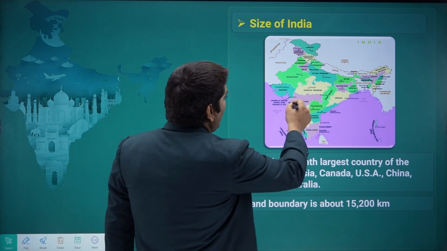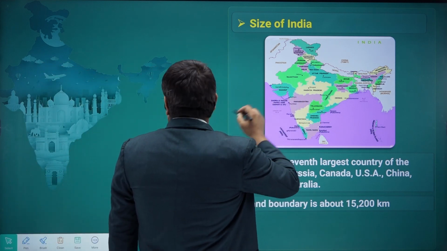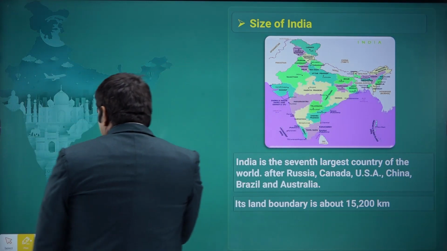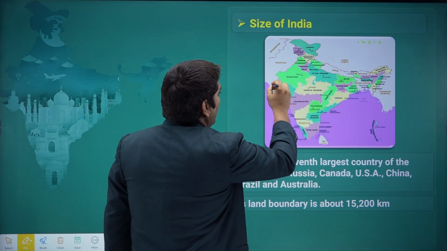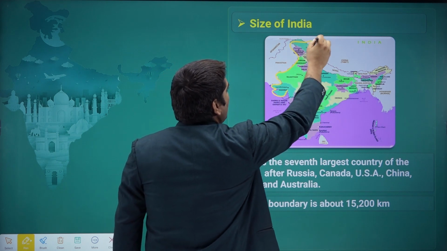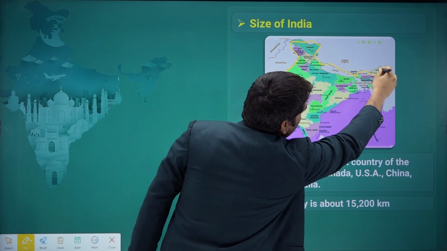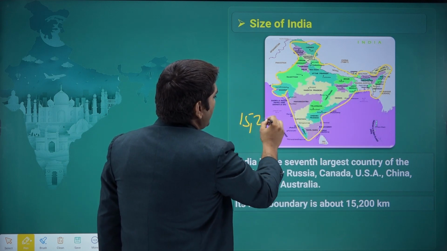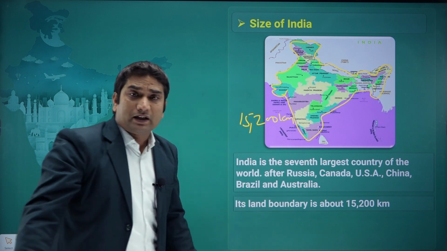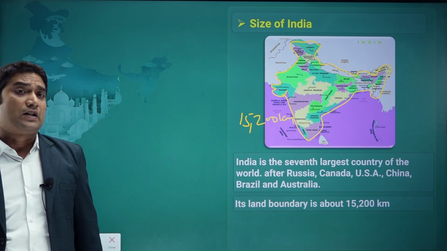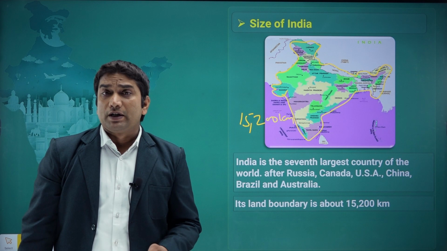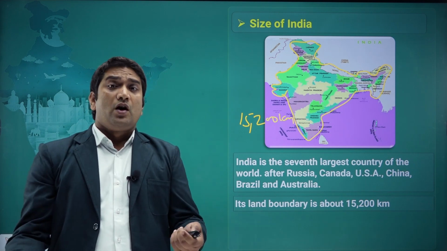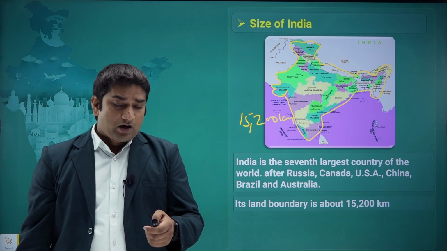So if we start moving from this Gujarat region, the distance of the international boundary of our country is 15,200 kilometers. So this is the land boundary of India, 15,200 kilometers. That means we have a huge, or large, international boundary of the country.